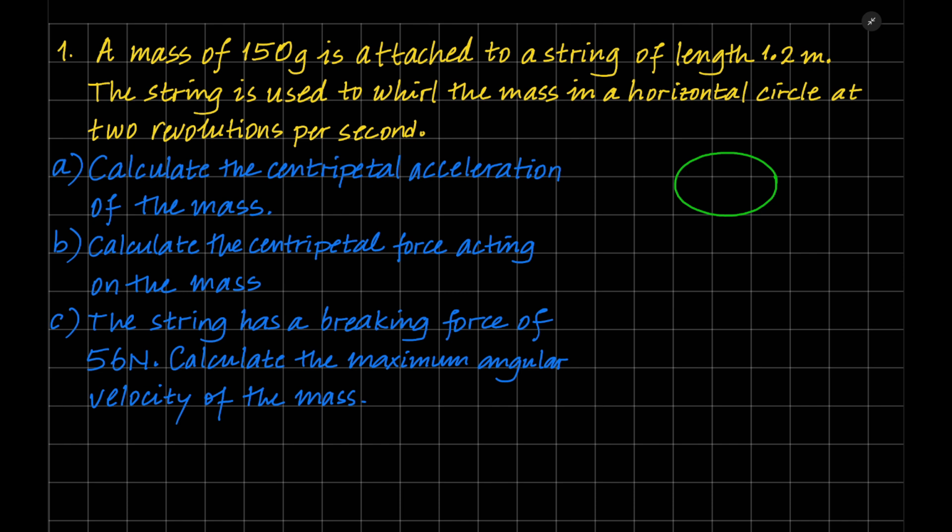A mass of 150 grams is attached to a string of length 1.2 meters. The string is used to whirl the mass in a horizontal circle at 2 revolutions per second. A. Calculate the centripetal acceleration of the mass.